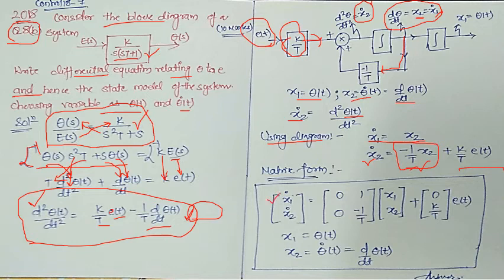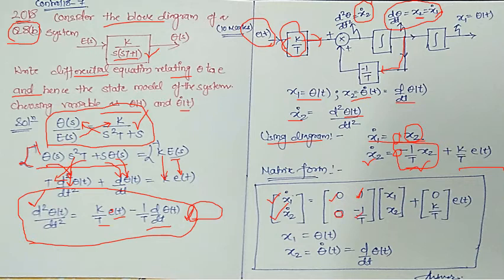So x1 dot and x2 dot will come in the left side of the matrix, and the coefficient matrix will be written as 0 1 because you don't have any coefficient for x1, hence 0. X2 has coefficient 1, that's why I am writing 1 here. You don't have any coefficient for x1 in the second equation, hence 0 again.